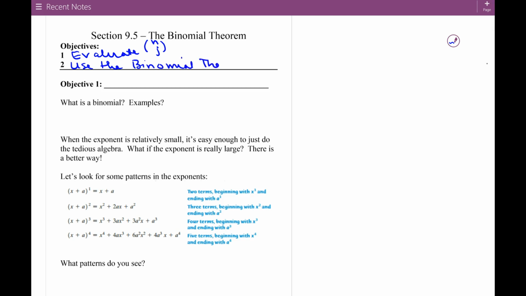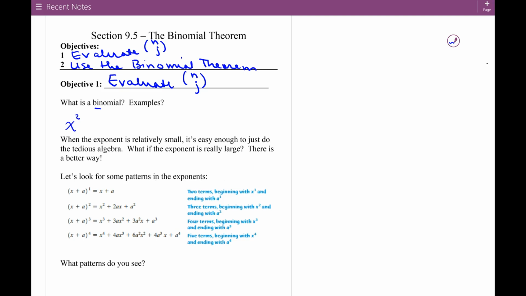And this is basically a shortcut, so I love showing it to students because it can save you a lot of time later. So objective one is to evaluate this quantity n, j. And first we need to remember what a binomial is. The bi, remember, is a prefix meaning two. So a binomial is a polynomial with two terms.